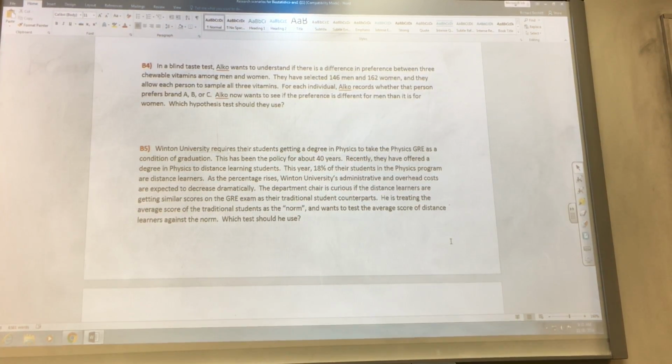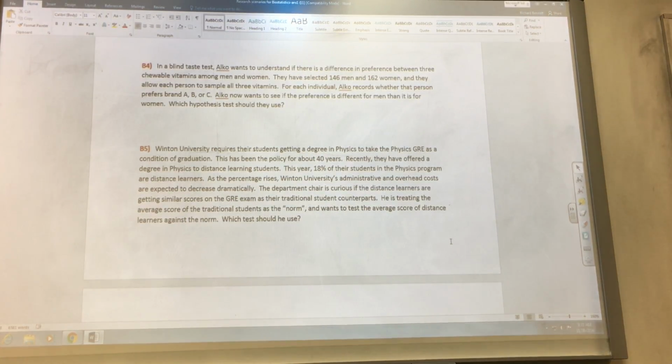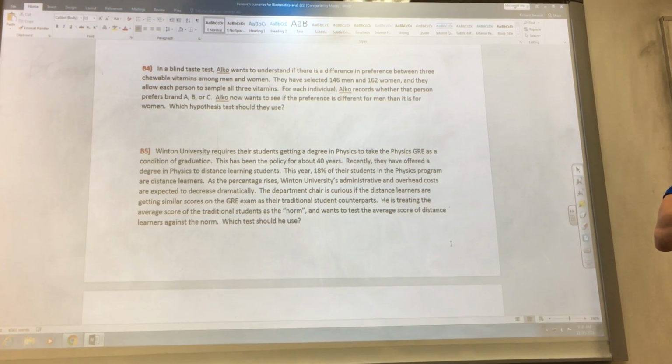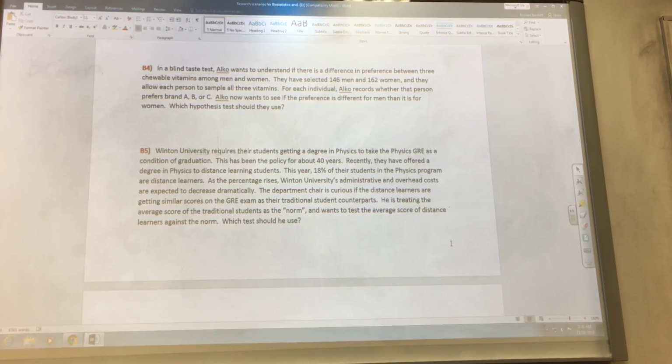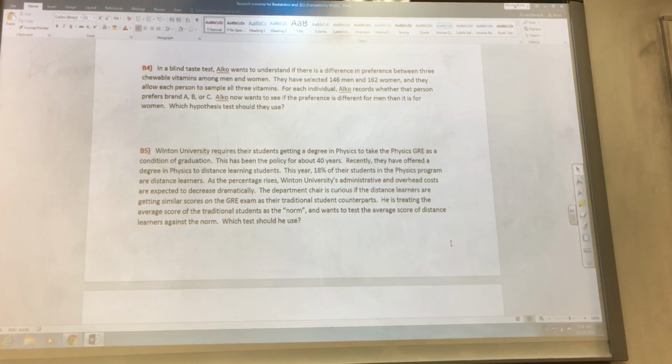Okay, blind taste test. Alka wants to understand if there's a difference in preference between the 3 chewable vitamins among men and women. They select 146 men, 162 women. They allow each person to sample all 3 vitamins. For each individual, Alka records whether that person prefers brand A, B, or C. Alka wants to see if the preference is different for men than it is for women, which hypothesis should be. So here's the way this is going to look.